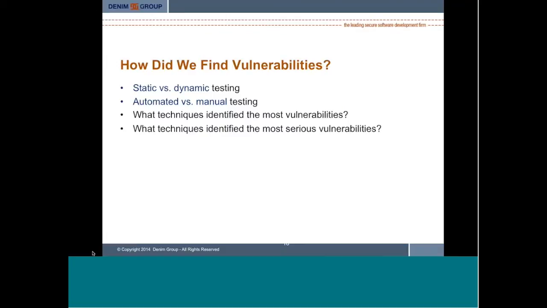How successful is automated testing? Where do you have to do manual testing? And we wanted to know what techniques identified the most vulnerabilities, and again, more importantly, what techniques identified the most serious vulnerabilities.